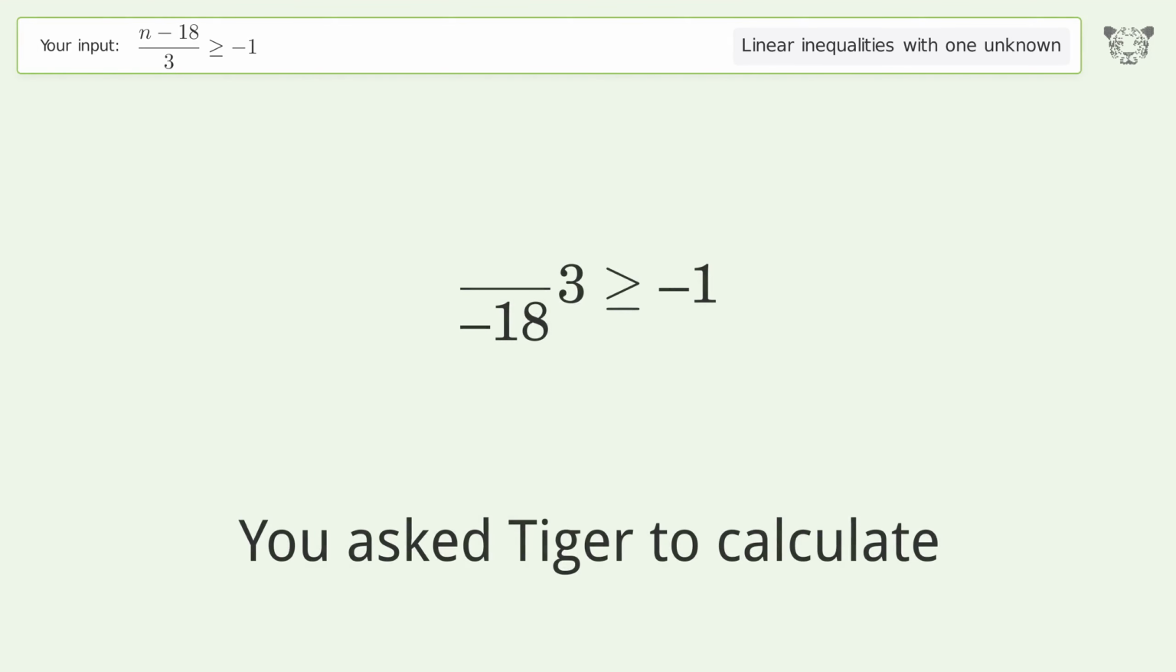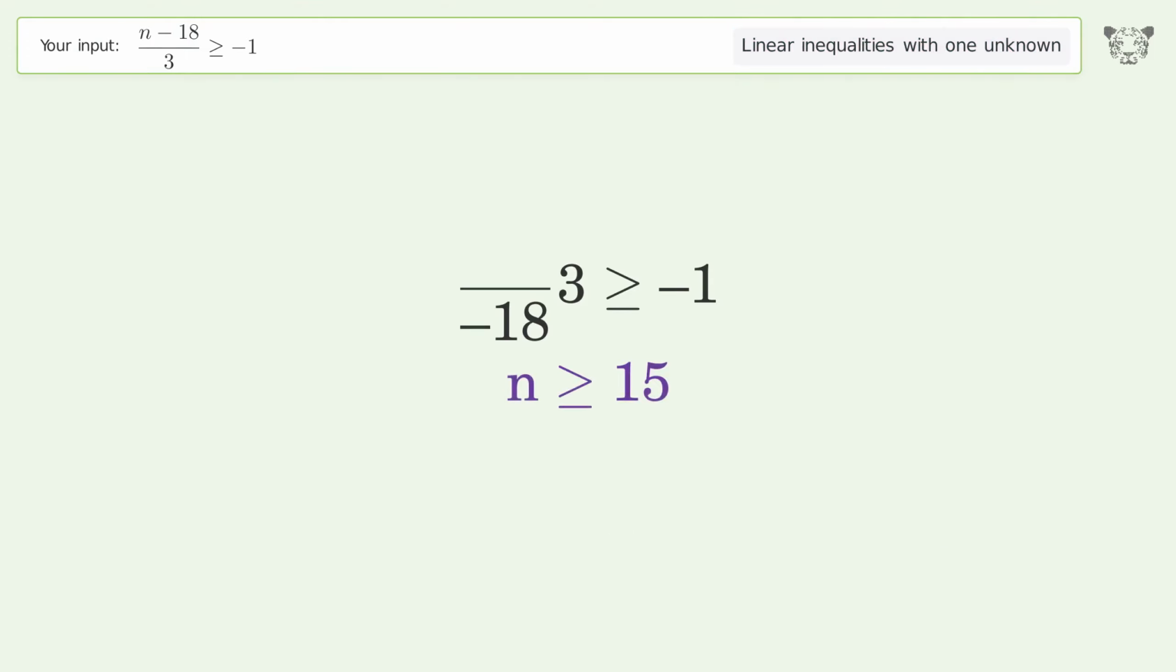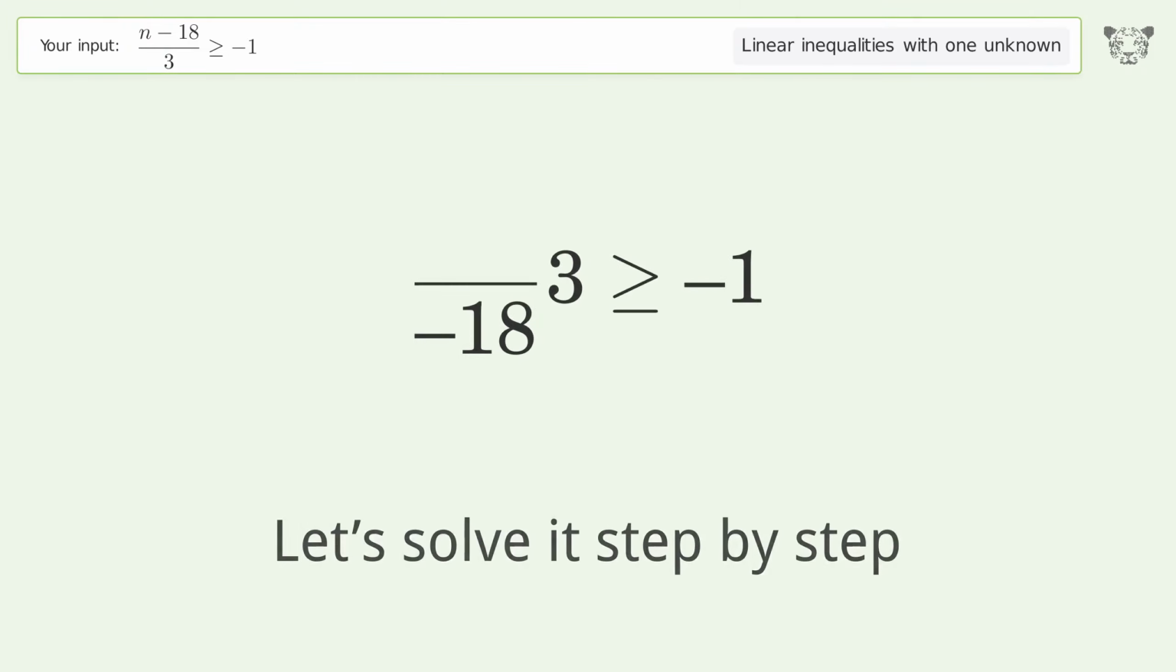You ask Tiger to calculate. This deals with linear inequalities with one unknown. The final result is n equal or greater than 15. Let's solve it step by step.